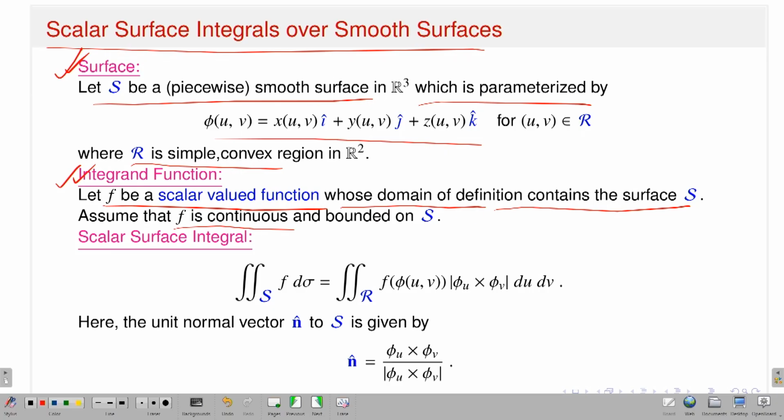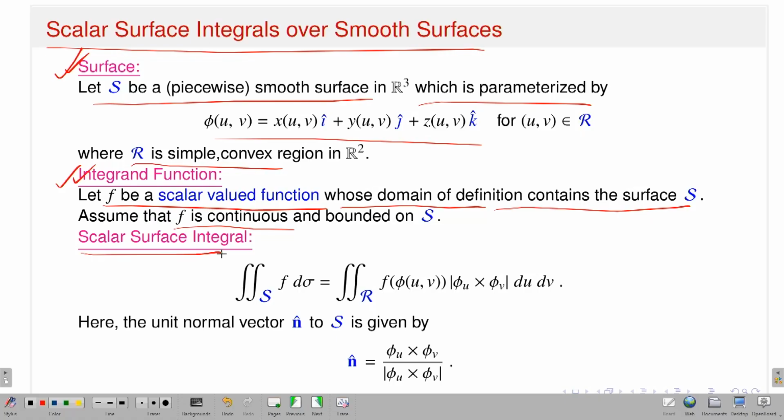Riemann integral makes sense. That means I can take partitions, and as the norm of the partition goes to 0, the Riemann sum limit exists, and that is nothing but the scalar surface integral of my function f over my smooth surface S. The corresponding scalar surface integral is denoted as the integration of f over the smooth surface S, and this d sigma is nothing but the area of the elemental portions of my surface.